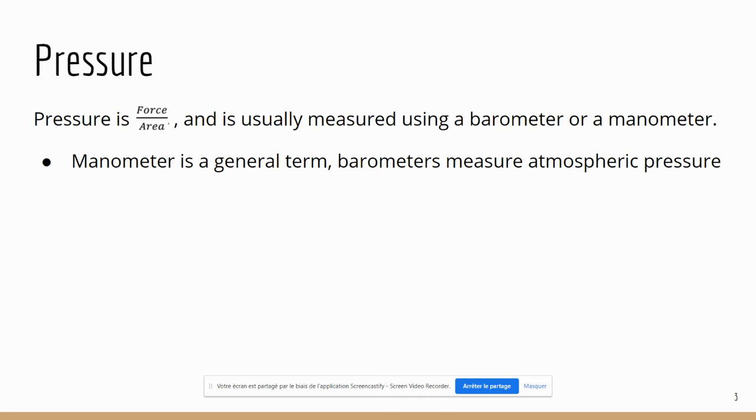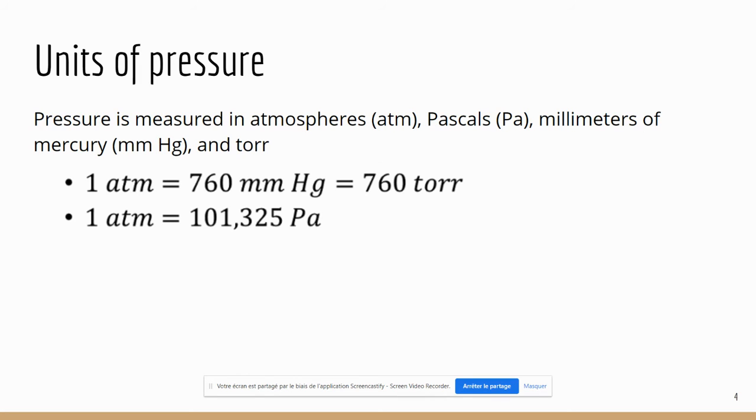For gases, one of the most fundamental ways that we can measure properties of them is by measuring the pressure. Pressure is just force over area, measured using either a barometer or a manometer. Everything that is a barometer is also a manometer. Barometer is specific to atmospheric pressure. It's not something we're really going to need to distinguish between in our class. I just wanted you to have seen the differences between the two at least once. Pause here.